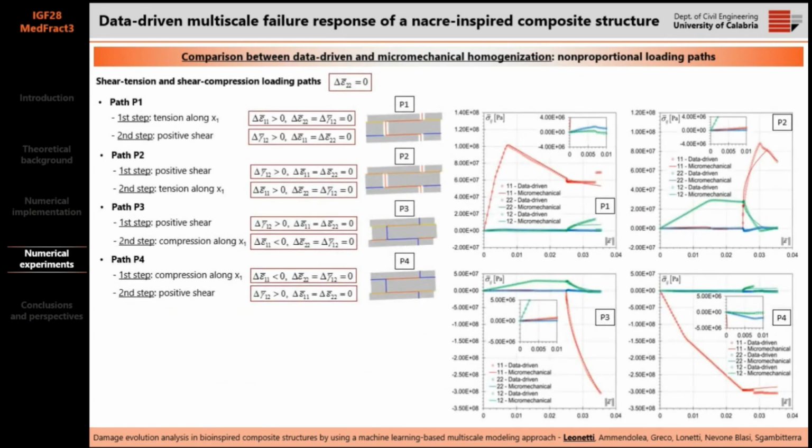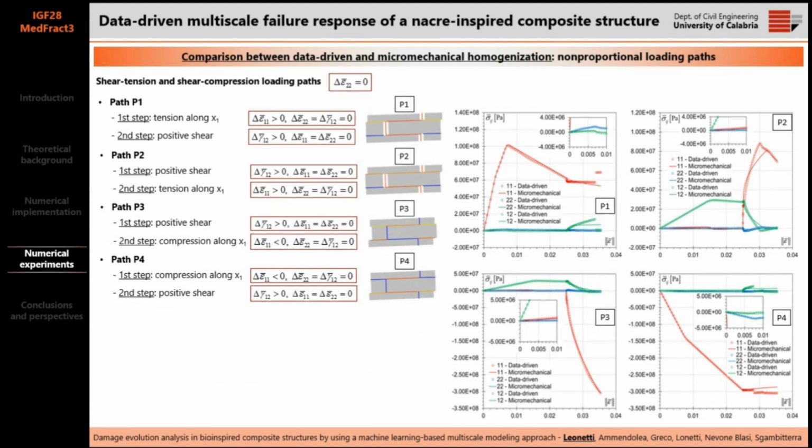And then the final validation, you can see the comparison between the two approaches for non-proportional loading paths. This is the most important validation because these paths are not seen by the deep neural network. So these are new paths which are not used in the training phase. These paths are two-step paths. In particular, I'll show you only 4 paths.